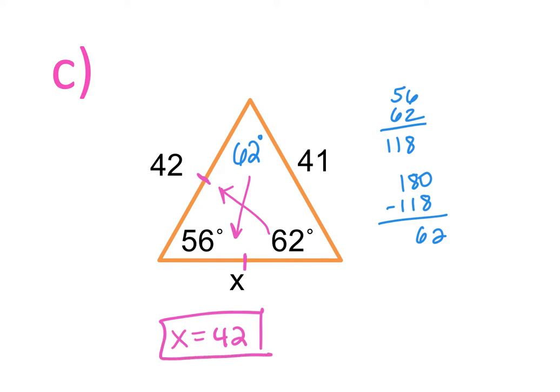Wait, can you repeat? Yep. So are you good with how we found the 62? No. So the missing angle at the top, right? All three have to add up to 180. So you add the 56 and the 62 together and then subtract it from 180 and you get the 62 at the top. And then because 62 and 62 are equal, the sides opposite them, which would be that one and that one, are also equal.